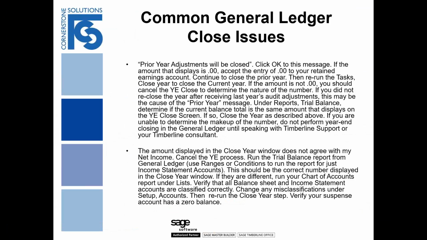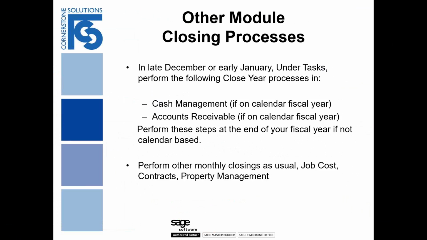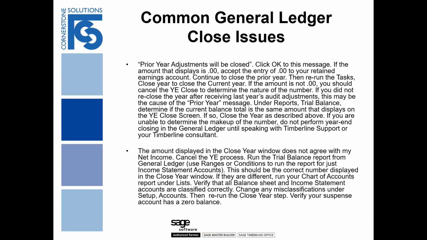So it is a good idea to take a look at the amount that is being closed out and make sure it matches the net income number on your financials. If it doesn't, you're going to want to do a little bit of research, maybe verify that the accounts have the proper account type before you move on. So that's another thing that sometimes happens to people when they close the year in GL. Okay, so that pretty much does it for general ledger, and we'll move on to the next modules unless anyone has any questions on GL.